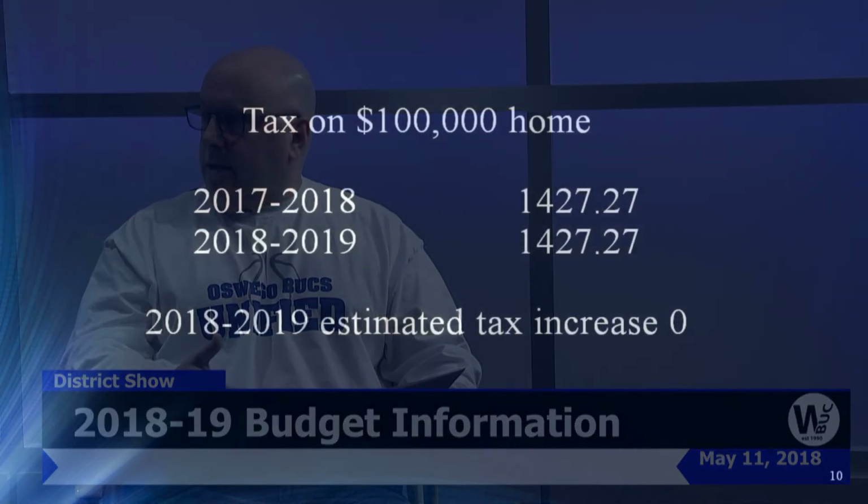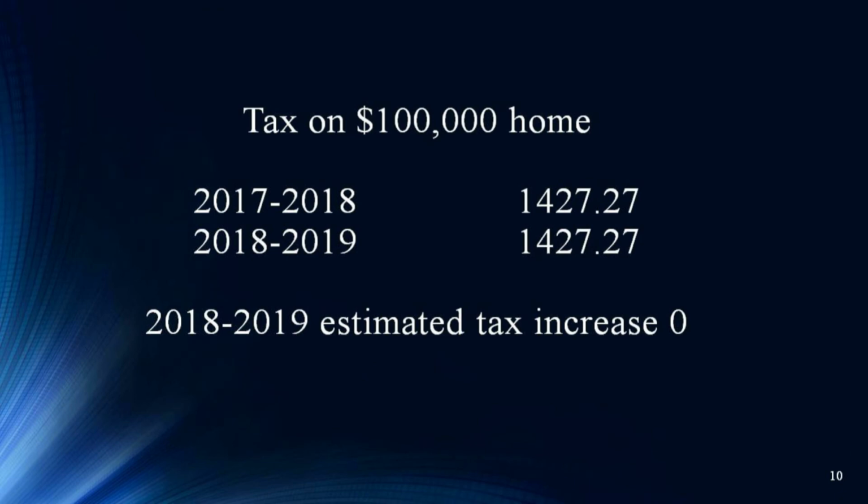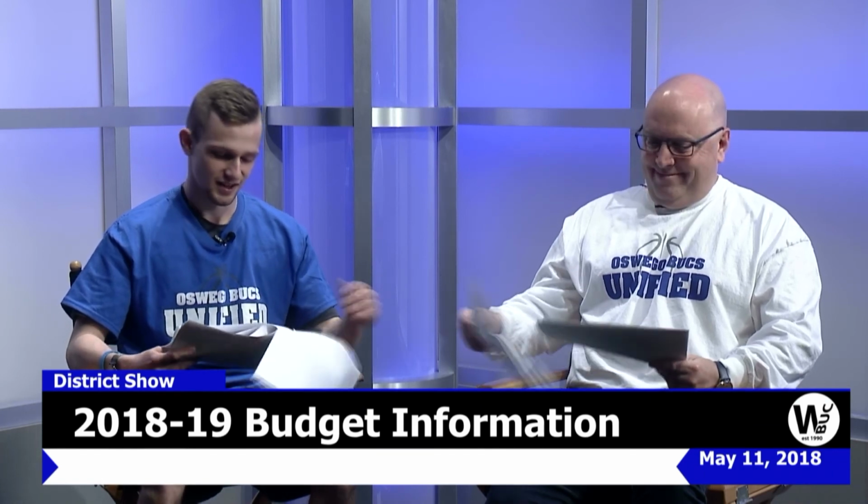With all these things that we're adding back, we're actually going to use $1.7 million in fund balance to help us do that. So for example, if your parents had a $100,000 home, this year their tax bill would have been about $1,427. Next year, it would be the same amount. Wow. Yeah. I think a lot of people will like the sound of that.